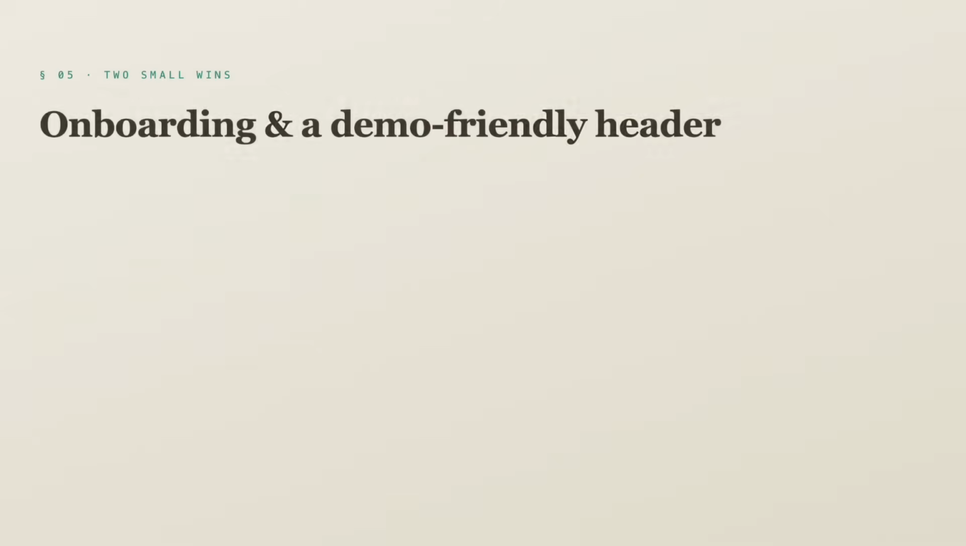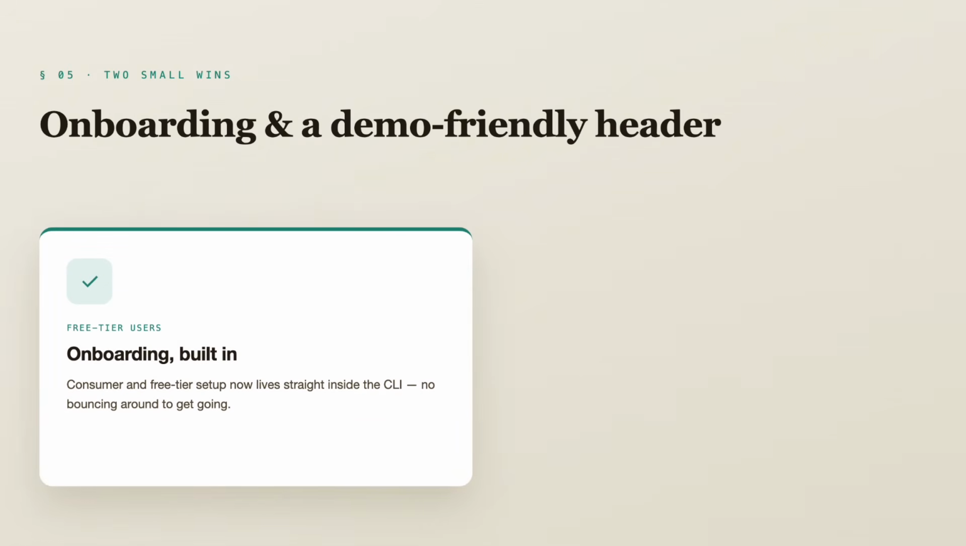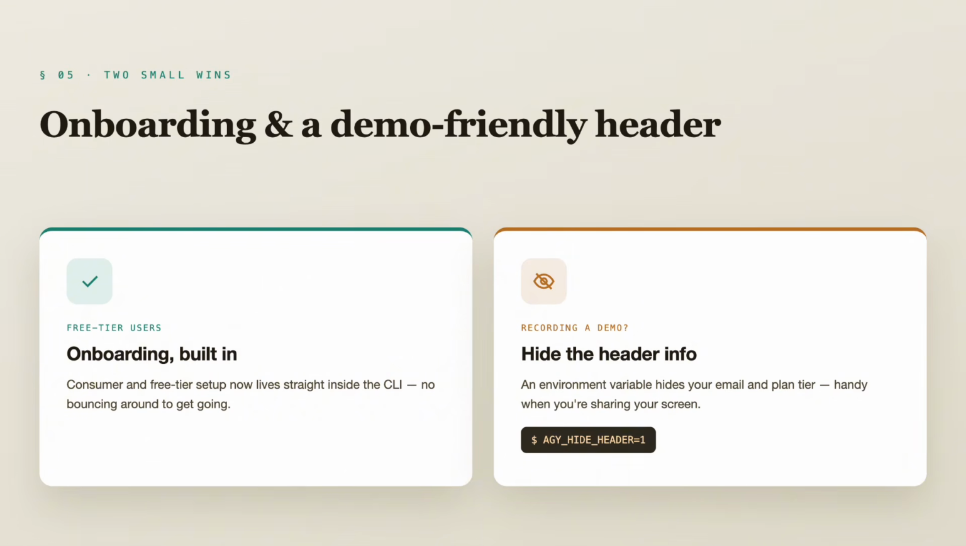Free tier users also got consumer and free tier onboarding built straight into the CLI, so you can get set up without bouncing around. And there's a neat little environment variable that hides your email and plan tier from the header, which is handy if you're recording a demo or sharing your screen and don't want that info on display.